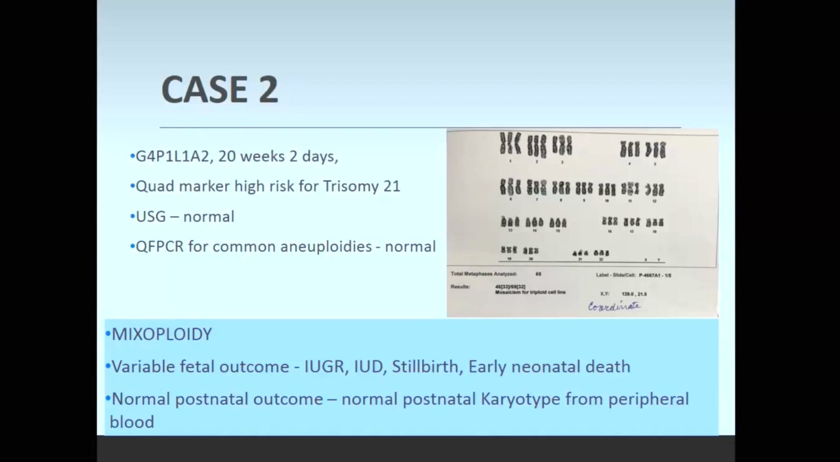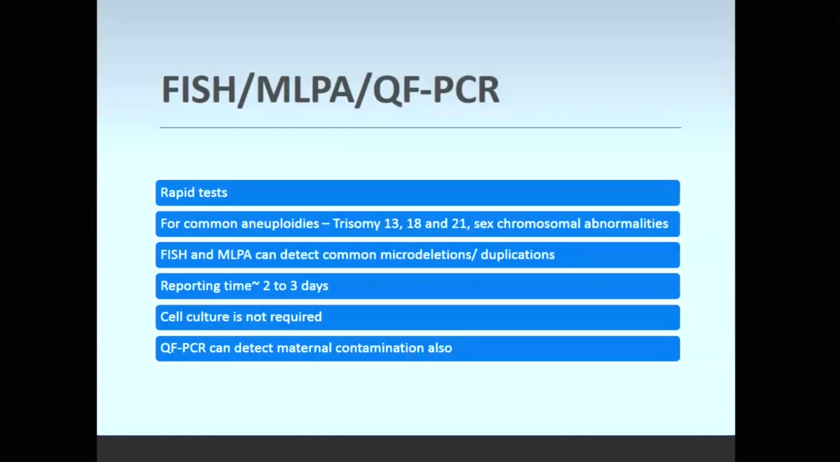And if you are taking blood at 22 weeks, try to do karyotyping early, then the result can be provided in 14 days. Then coming after karyotype, we can offer rapid aneuploidy test. So there are three types of tests: FISH, MLPA, and QF-PCR. So they are rapid tests for common aneuploidies, trisomy 13, 18, 21, and also for sex chromosomal abnormalities.